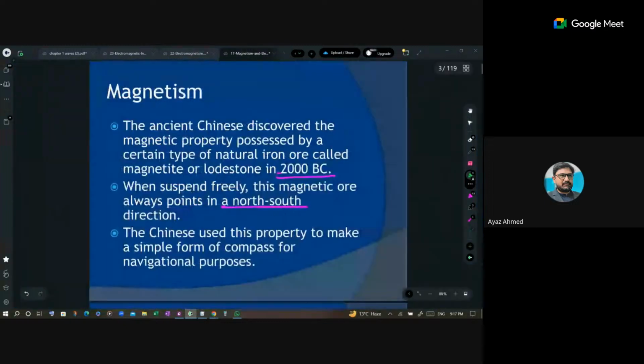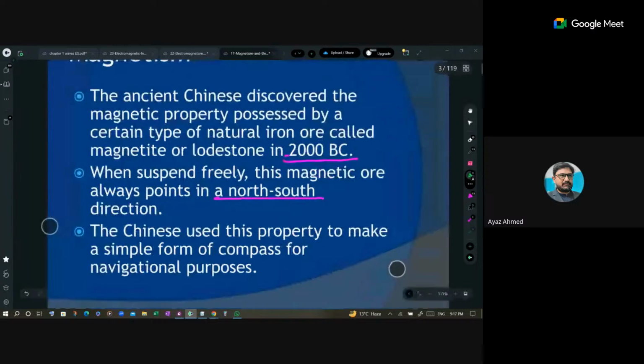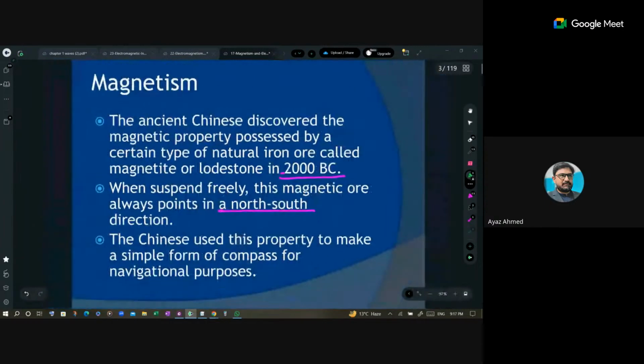Then in this slide, I was saying that in 2000 BC in old China, it was found that there is a stone which is called lodestone. Actually, later on, if you take chemistry, you should know that this is an ore of iron, Fe3O4. It is an extract of iron. So we extract iron from it. That's why it behaves like iron.